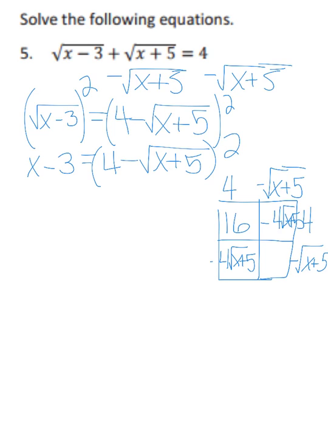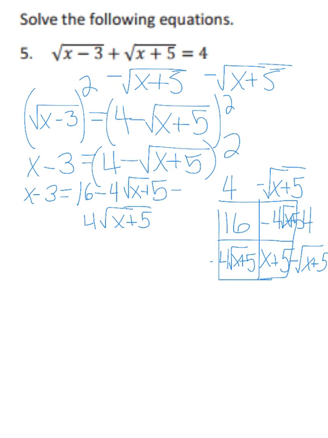And lastly, this negative square root of x plus 5 times a negative square root of x plus 5. Hopefully you see that the radicals will cancel, and a negative times a negative is just going to be a positive. So x plus 5. So I have x minus 3 is going to equal 16 minus 4 radical x plus 5 minus, and let me write it down here, that 4 radical x plus 5 plus x plus 5.